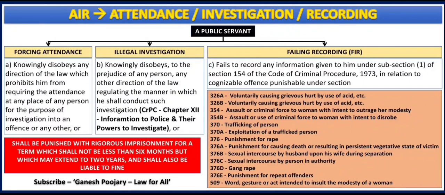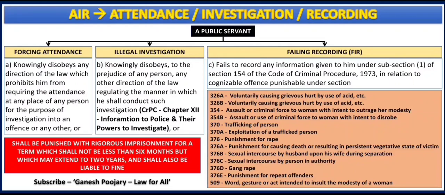A police officer forcing attendance of someone, which is against law, becomes a punishable offense. Forcing whom? Forcing the very young, or the very aged, or someone who is mentally or physically disabled, or a woman. All of these are offenses. Now where are we studying this? Under section 160 of CrPC, which I am going to discuss later also.